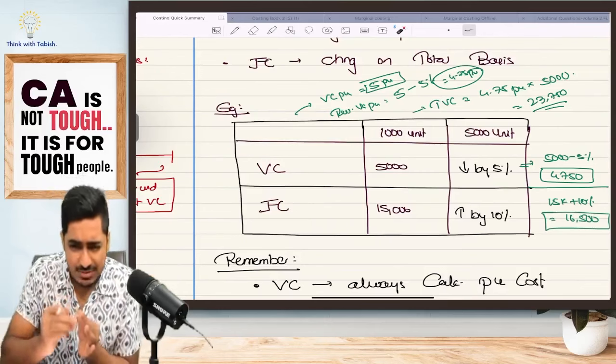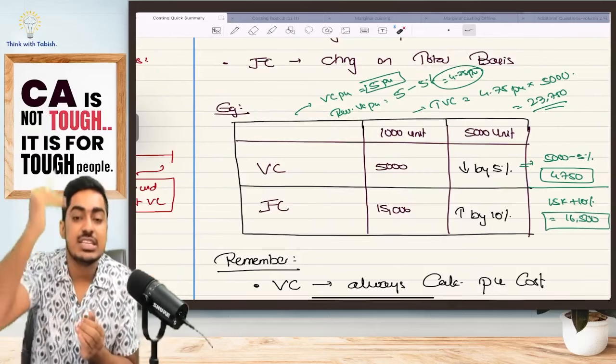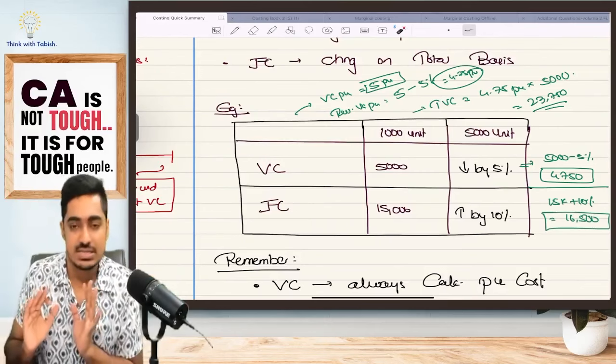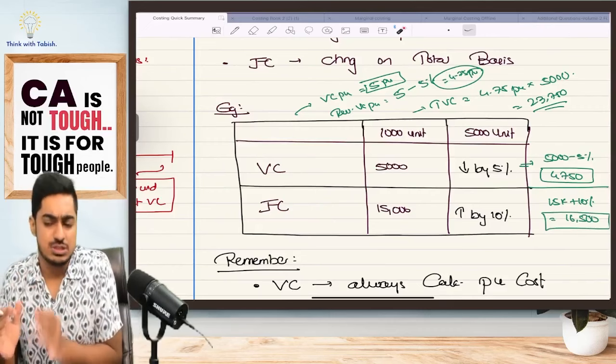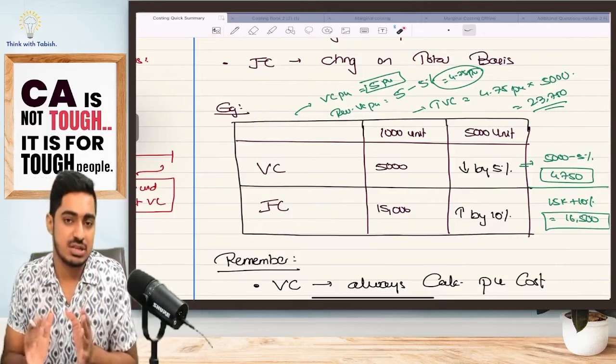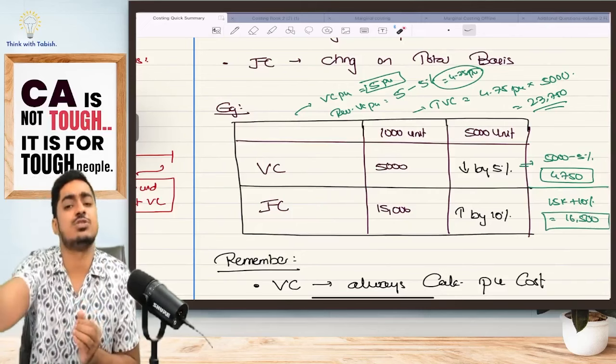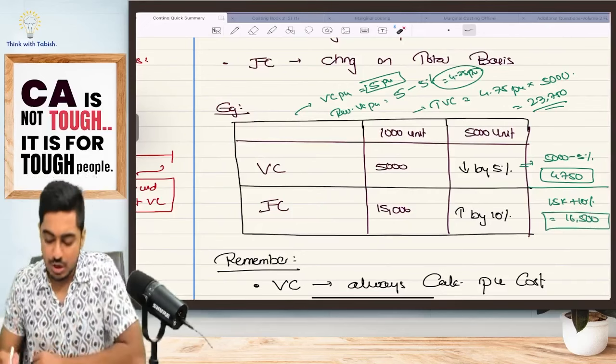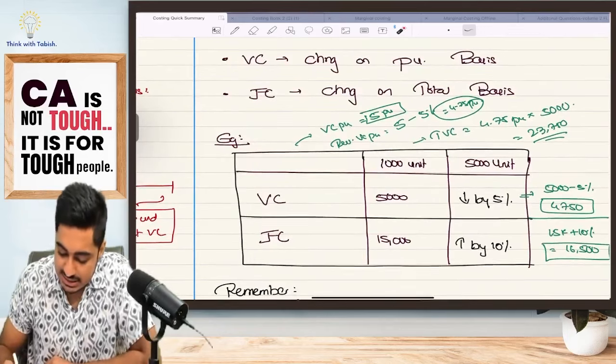That means if the question has given a change in variable cost, that change will also happen on a per unit basis. Whenever you see fixed cost, I have to write my fixed cost on a total basis, because on a total basis it is constant. And whenever the question gives me a change in fixed cost, that change will also be incorporated on a total basis only.